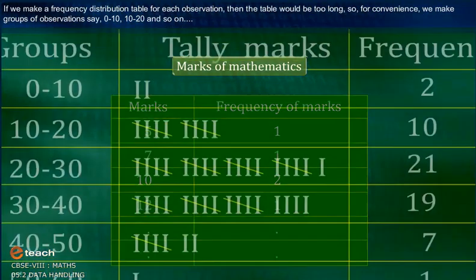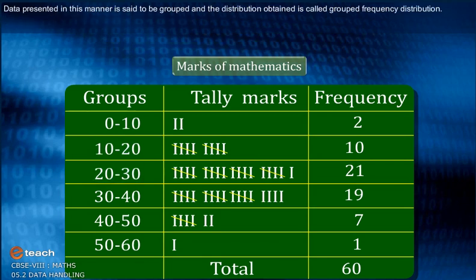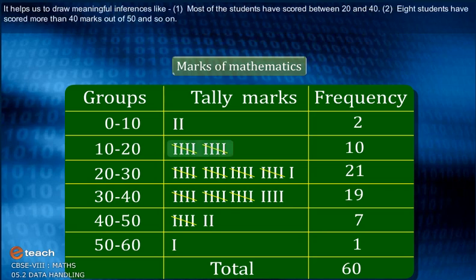So, for convenience, we make groups of observations, say 0 to 10, 10 to 20, and so on. Data presented in this manner is said to be grouped, and the distribution obtained is called grouped frequency distribution. It helps us to draw meaningful inferences like most of the students have scored between 20 and 40. 8 students have scored more than 40 marks out of 50, and so on.